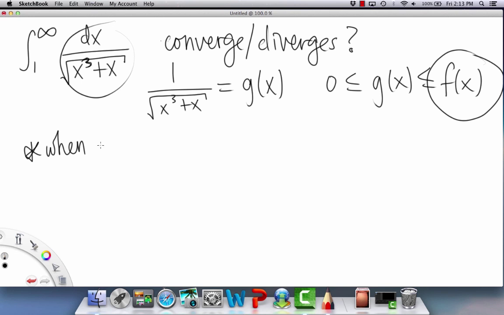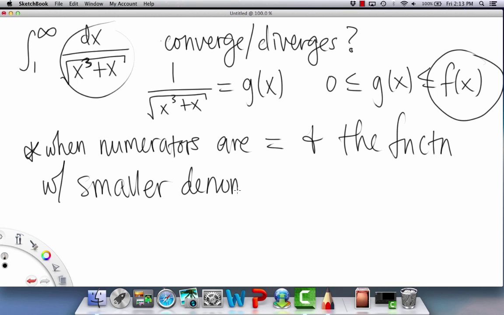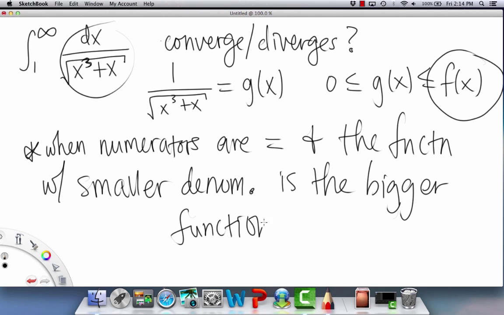When numerators are equal, the function with the smaller denominator is the bigger function overall, right? And then this makes sense. Okay, so I'll compare on the next slide. We'll come up with an f of x, okay?